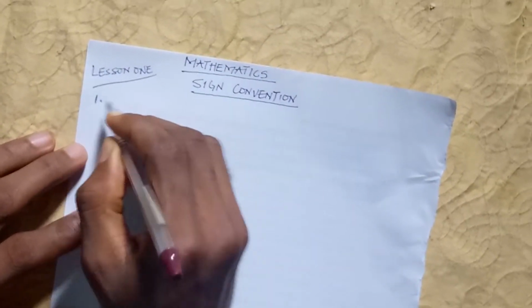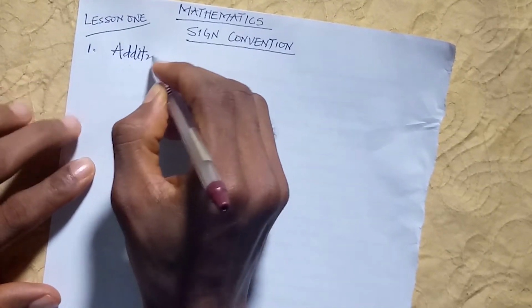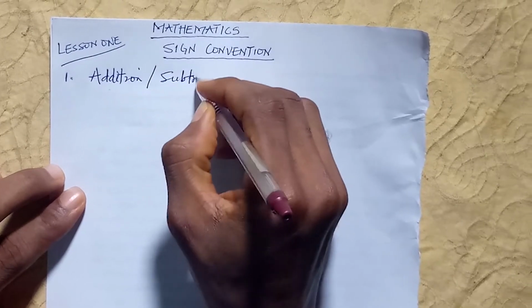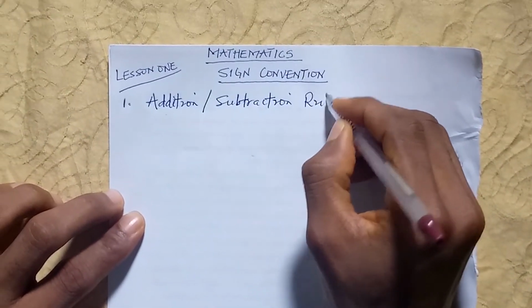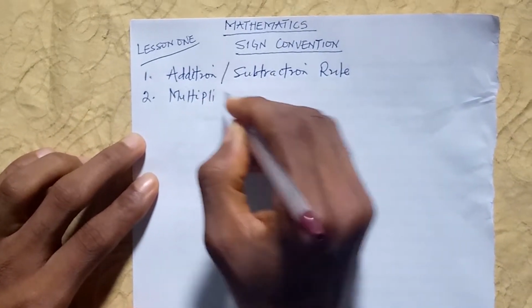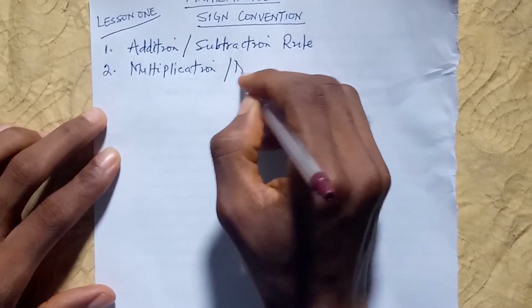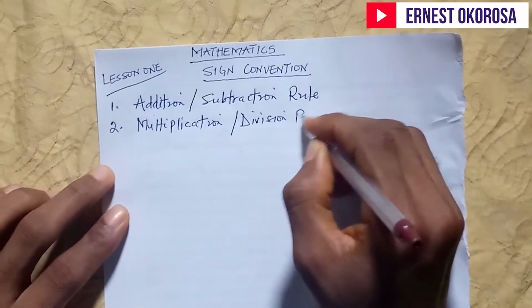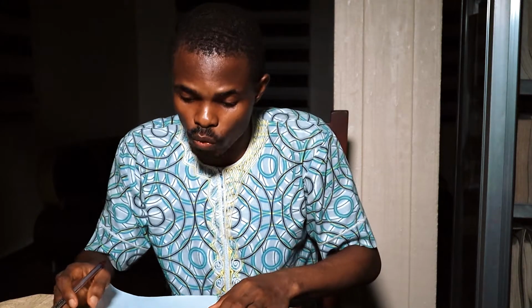Now first of all, we shall focus on a subtopic we call sign convention. And under this topic, we shall consider the various rules of sign conventions. There are two basic rules of sign conventions. The first rule is the addition and subtraction rule. The second rule is what we call the multiplication and division rule. So we shall be taking each one after the other.